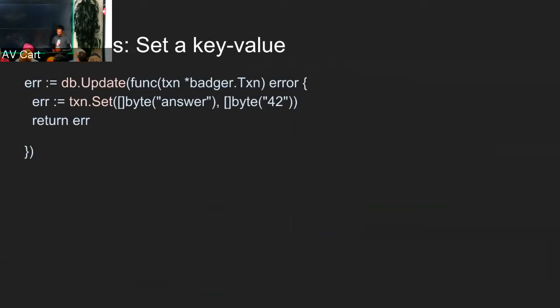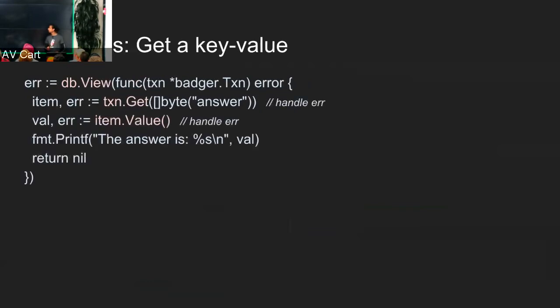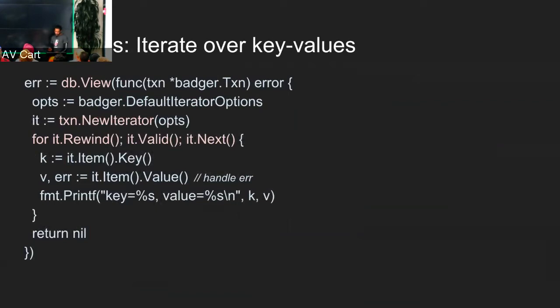At a very basic level, you can do these operations with Badger. You can set a key value pair. Badger accepts byte slices for both key and value. You can get that key value pair back. If we didn't do that, it would be pretty useless. And you can iterate over key value pairs with keys sorted in lexicographical order. And obviously, you can do reverse iteration as well.